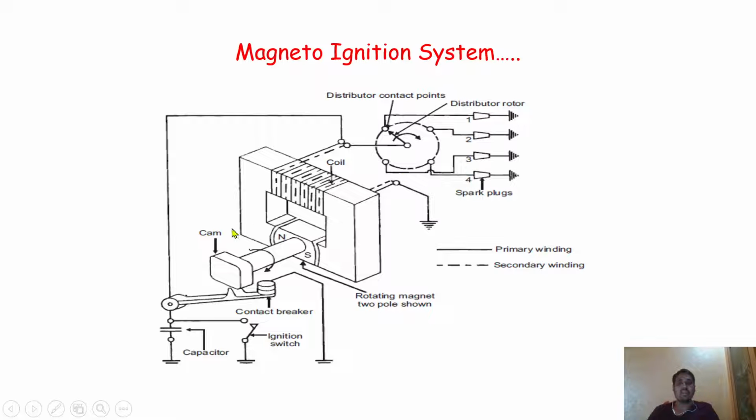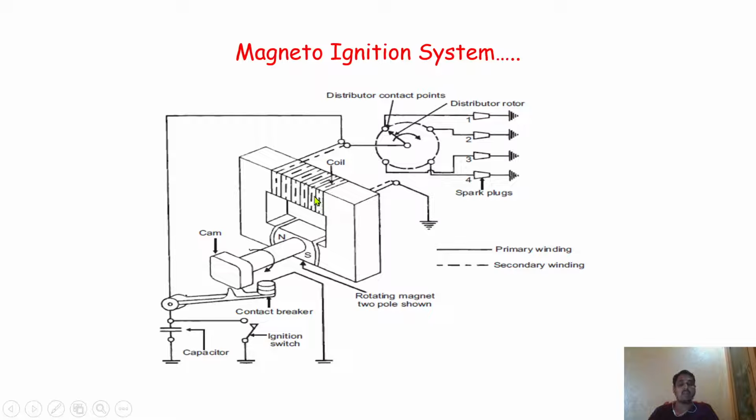In this case, again, what is the role of the contact breaker? As I said earlier, as the continuous current is generated, a huge amount of voltage will be generated, and there will be chances of failure of the system because of the huge amount of heat.